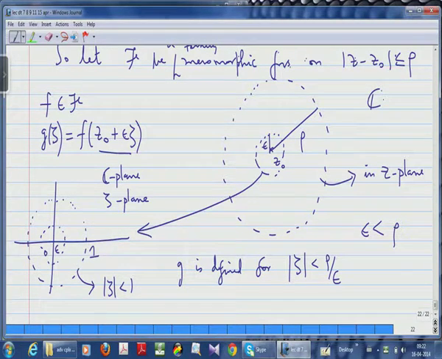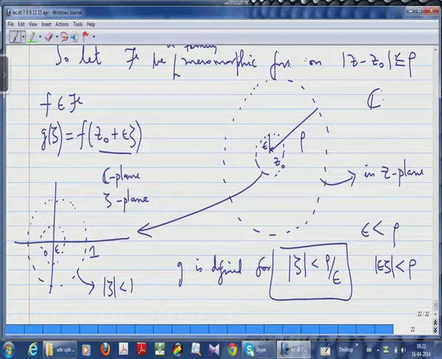See, mod zeta is less than rho by epsilon means that mod epsilon zeta is less than rho. And what does this tell you? This tells you that the distance of epsilon zeta from the origin is at most rho, and therefore if you add z0 to epsilon zeta, the distance of z0 plus epsilon zeta to z0 is at most rho.